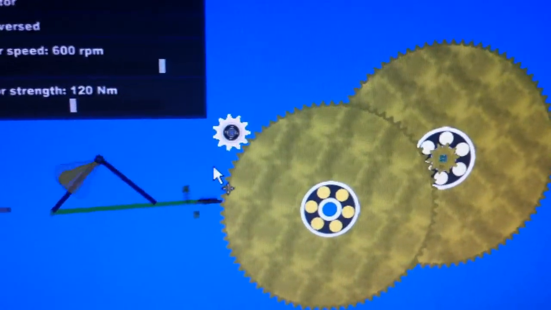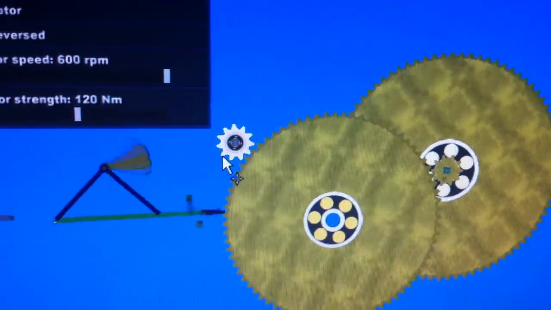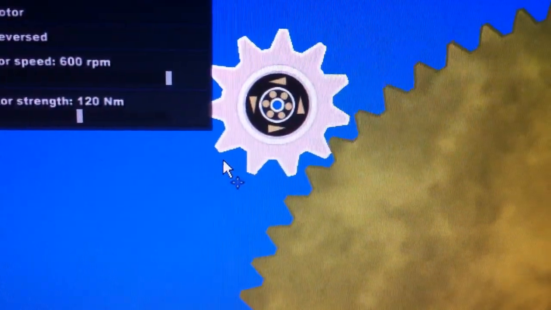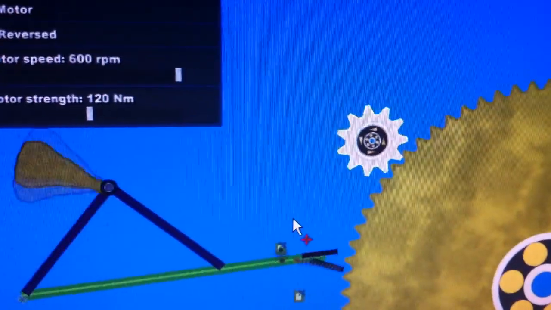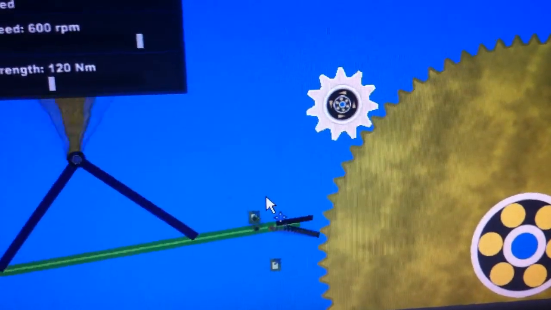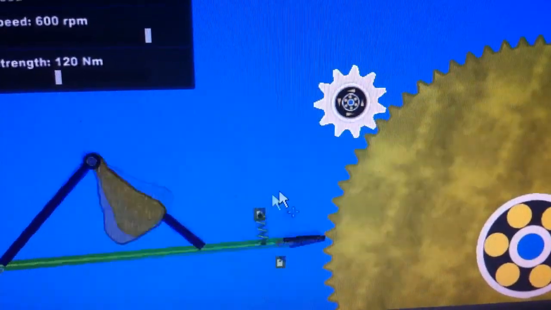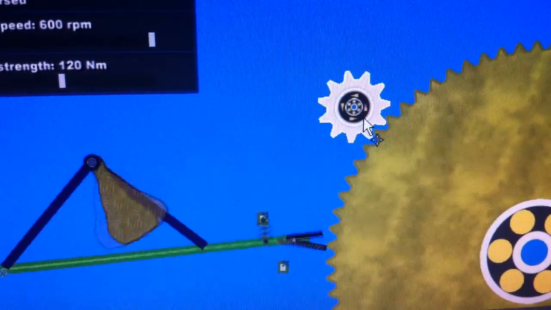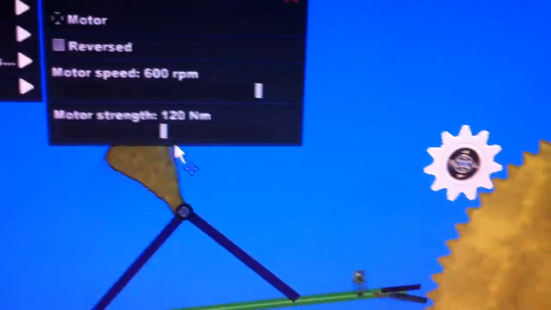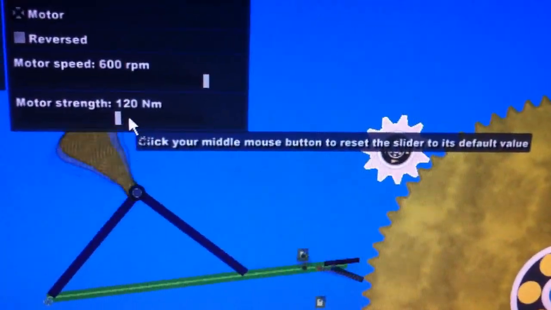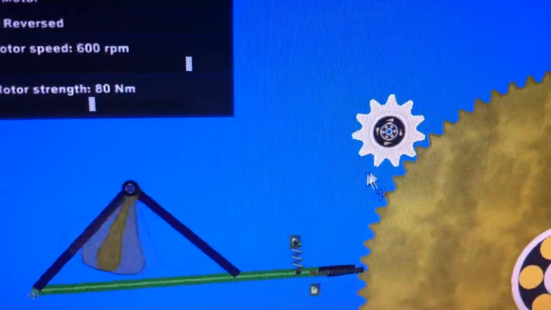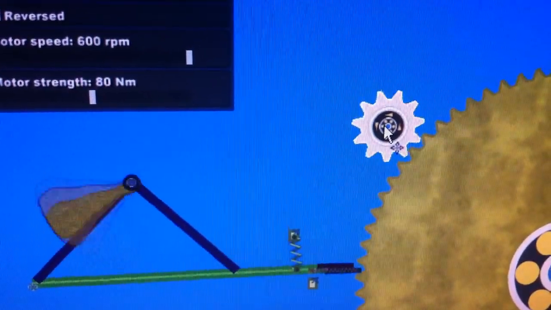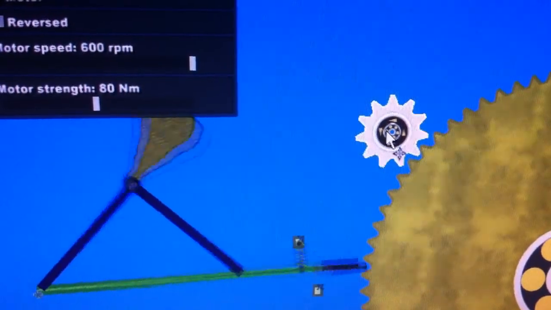Right there, it's at pretty much a standstill. The bouncer's hard at work trying to push that gear down while this one's trying to pull it up. At what point will the bouncer begin to move it? It's down to 80. And it is moving it. You'll see that flywheel is turning.